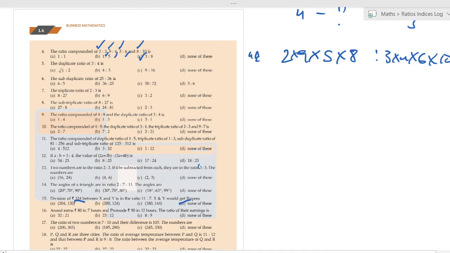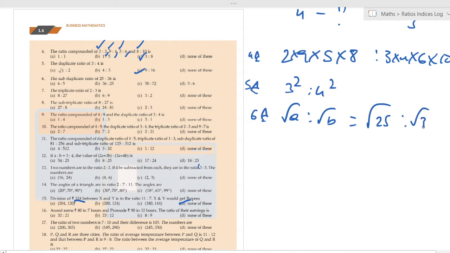Okay. And next, what is the duplicate ratio of 3 is to 4? Duplicate ratio is nothing but a square is to b square, 3 square is to 4 square, 9 is to 16. The subduplicate ratio, what is subduplicate ratio? Root a is to root b. So root 25 is to root 36 equals 5 is to 6. Answer will be 5 is to 6.